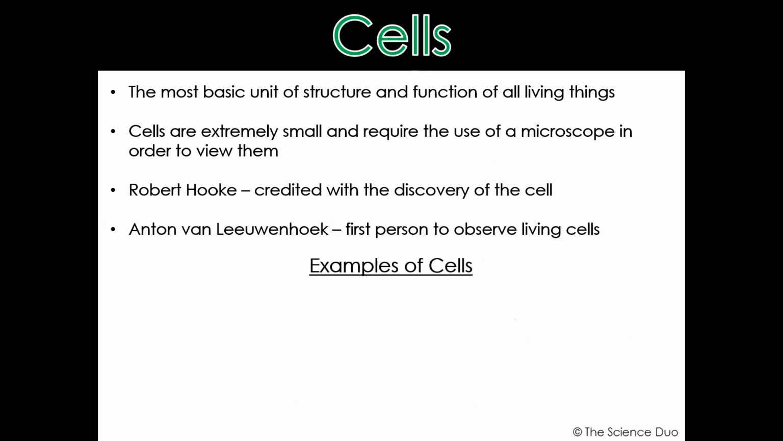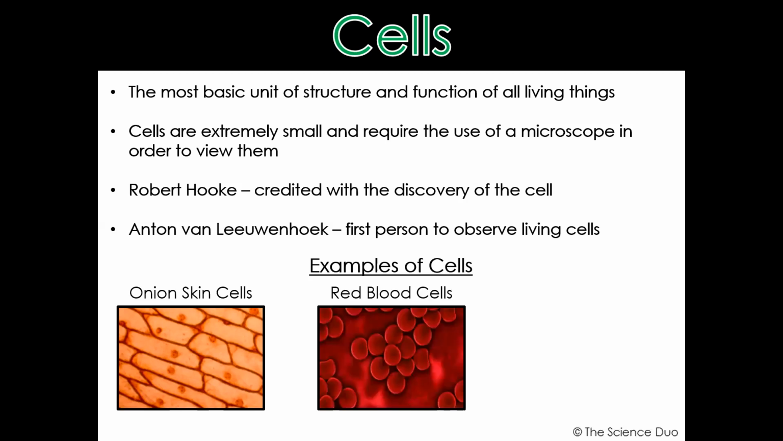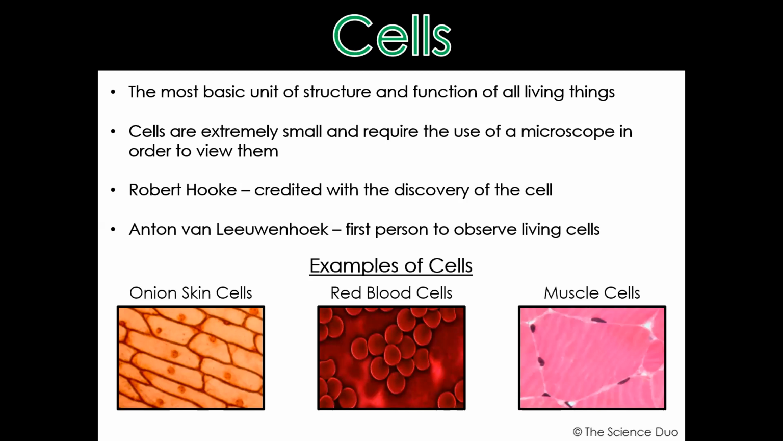And here are some examples of cells. These are pictures that were taken from microscopes. So the skin of an onion, if you look at that underneath a microscope, this is what you will see. Your red blood cells that you have in your body, and muscle cells as well.